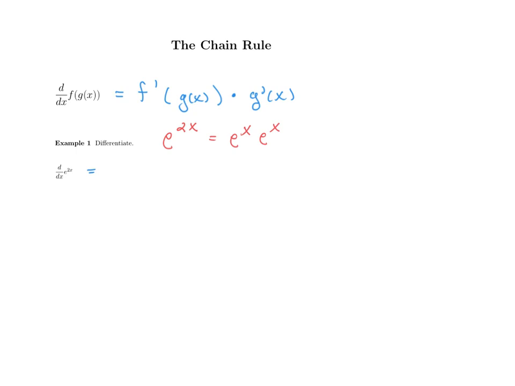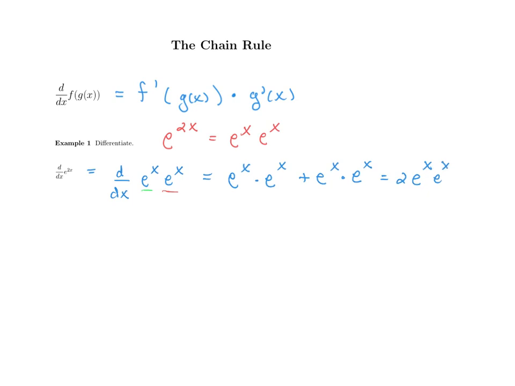So to take the derivative of this thing, it's really the same thing as taking the derivative of e to the x times e to the x. Here we can use the product rule because we have a product of two functions. The product rule says you copy down the first and you take the derivative of the second, which is just e to the x. You then add on the second and multiply by the derivative of the first, which is also e to the x.